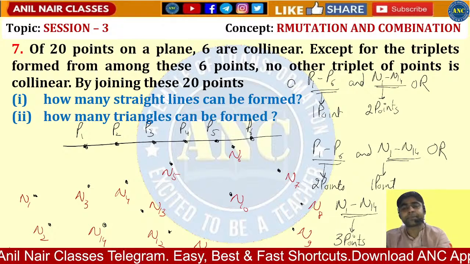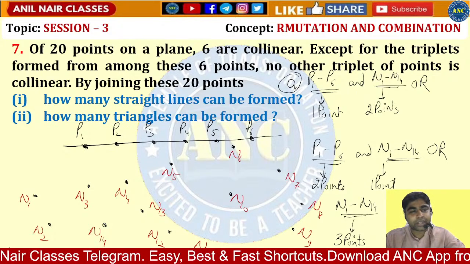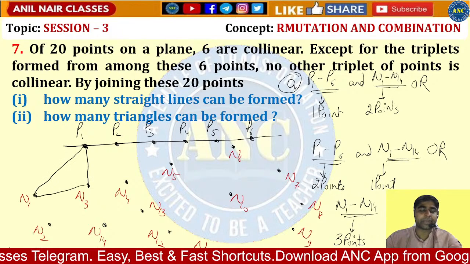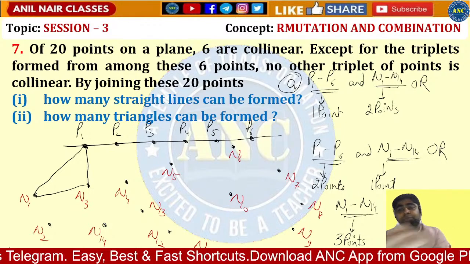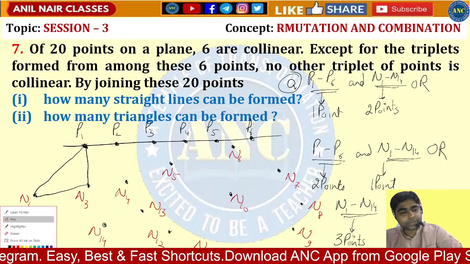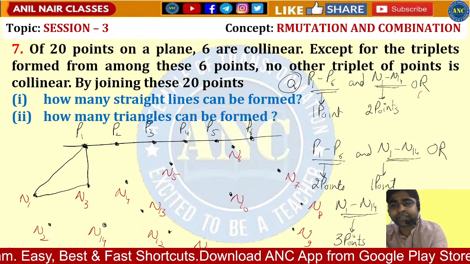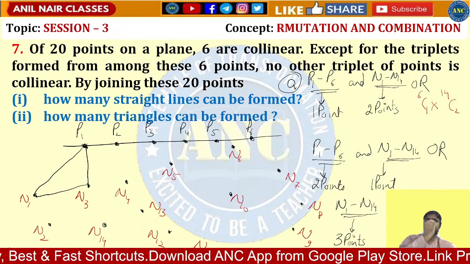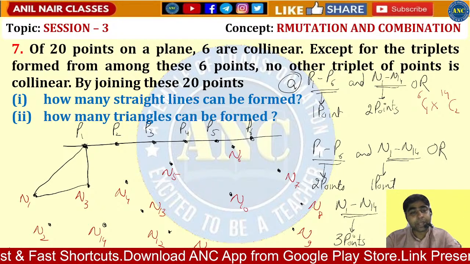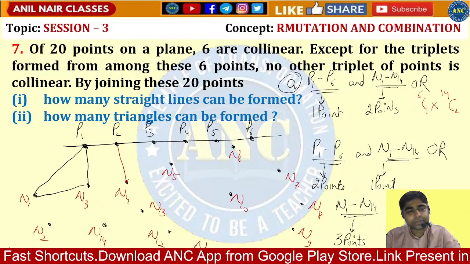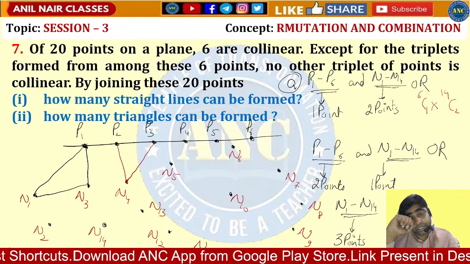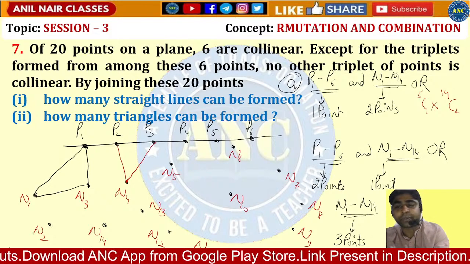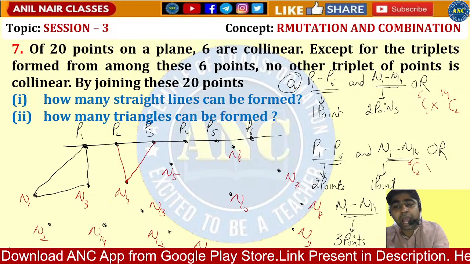Okay, part A, P1 to P6 1 point and 2 points here. Does it make a triangle? Yes, it does. So what answer will I get? 6C1 and 14C2. Next, P1 to P6 2 points, P2 and P3, and N1 to N14 1 point also makes a triangle. Yes, so that would be 6C2 and 14C1.